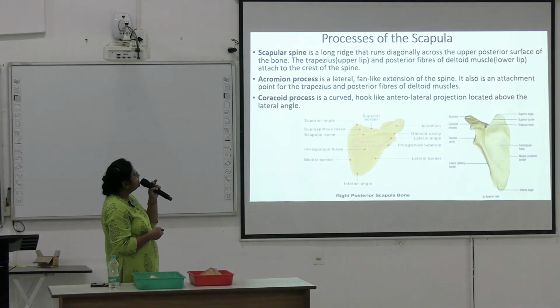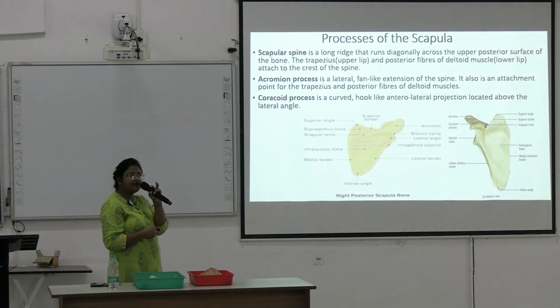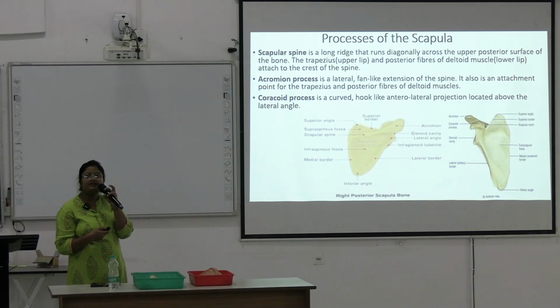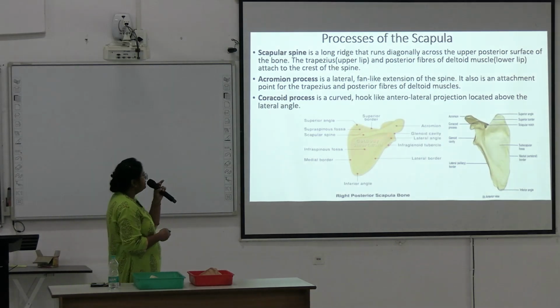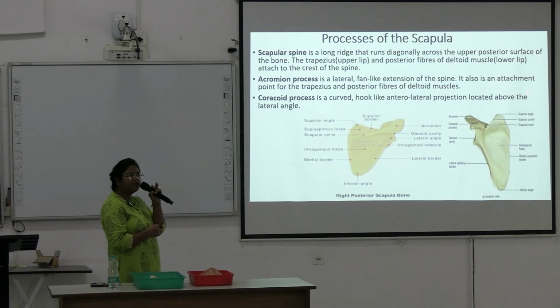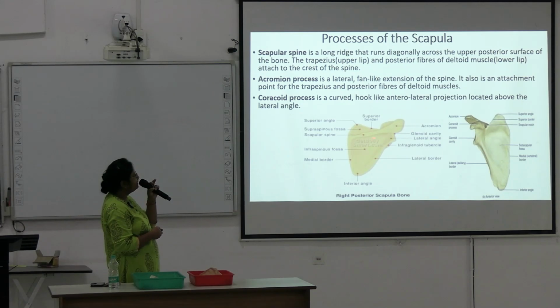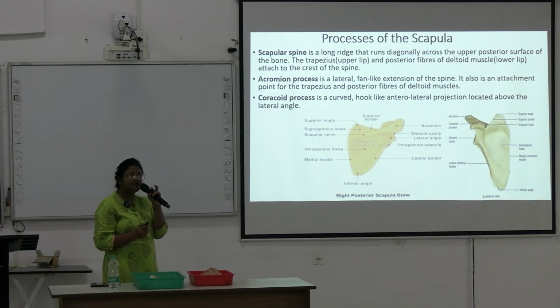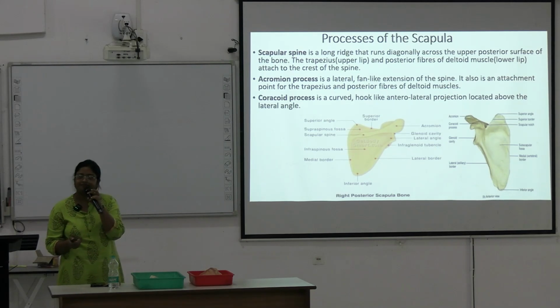Next, along the lower lip of the crest of the spine there is origin of the deltoid muscle, and this origin is also extending along the lateral margin of the acromion process. Okay, understood? So along this border, origin of the deltoid muscle, and along the upper lip and medial border of the acromion process, insertion of the trapezius muscle. Okay, understood?